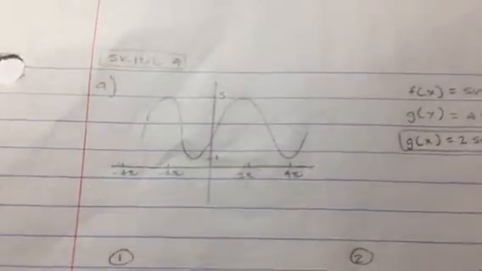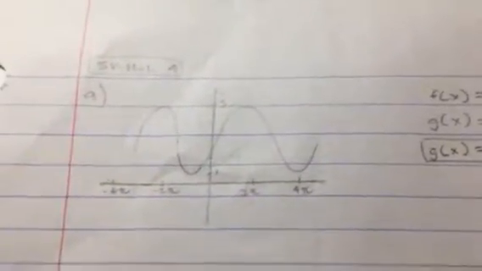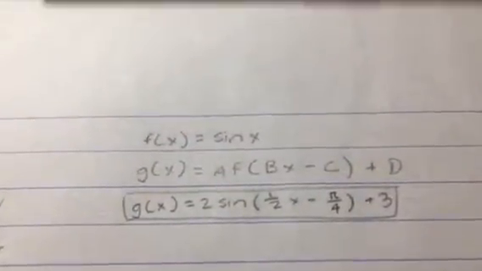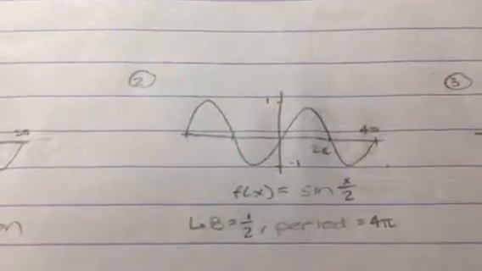Okay, so for skill 4, I started off with this graph and I labeled it like that, and I chose f of x to be the parent sine function, and this is the function I wrote. To get that function, first I started with the parent function, then I changed the period from 2 pi to 4 pi, so b is 1/2.